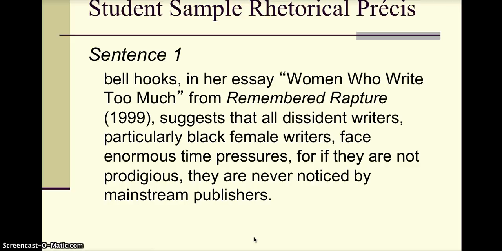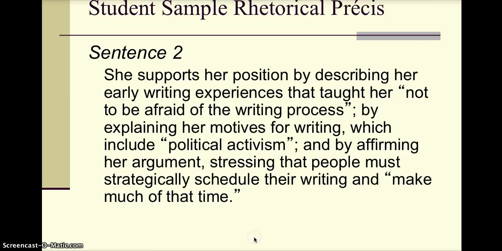But it says, bell hooks, in an essay, "Writing Too Much from Remembered Rapture." This, of course, the first sentence, suggests that all writers, particularly Black female writers, face enormous time pressures, for if they are not prodigious, they are never noticed by mainstream publishers. So that gives you the information of who the author is, why they're writing this, what their thesis is for it as well. Then you go into the second sentence, and it says, of course, how she's doing this.